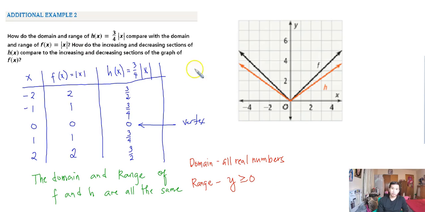So to answer the question here, the increasing and decreasing sections of the function h change more gradually compared to your f.